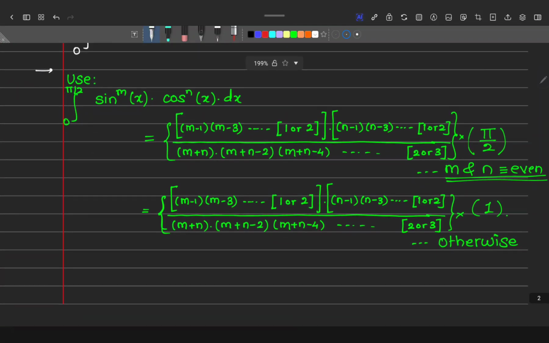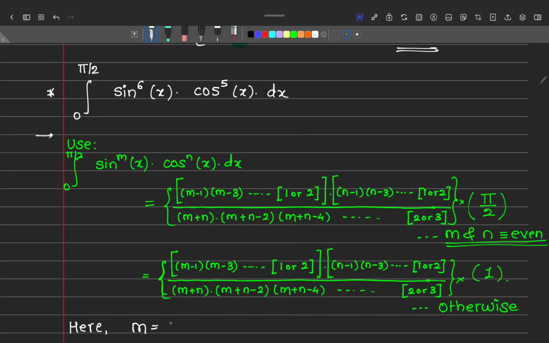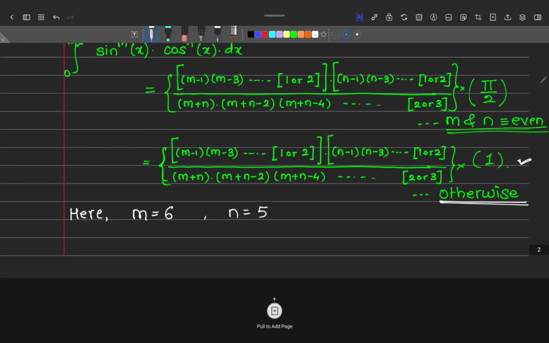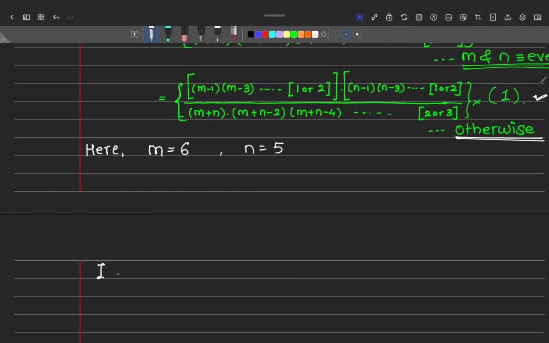Now we'll get back to that example. So in that example, what is your value for m? M is equal to 6. What is your value of n? N is equal to 5. So if both m and n are not even, we prefer case number 2. Okay, so what will be the value of that integration?